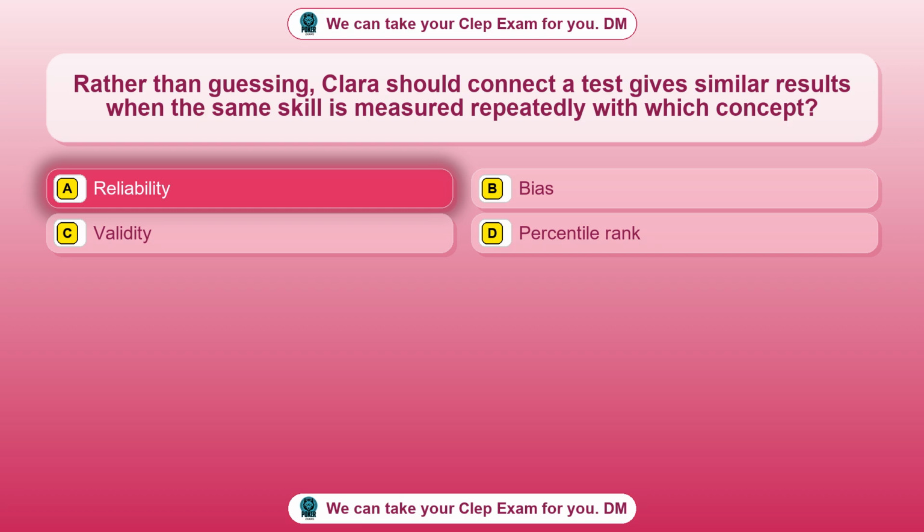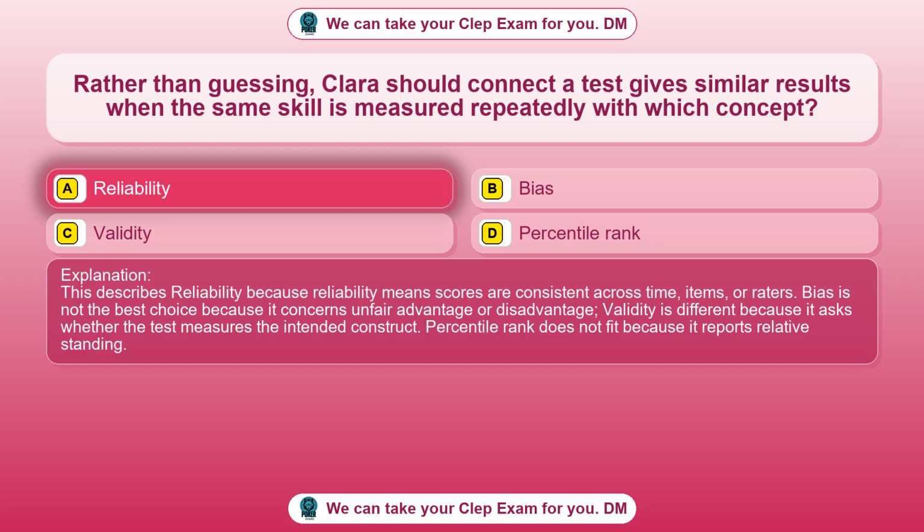Reliability. This describes reliability because reliability means scores are consistent across time, items, or raters. Bias is not the best choice because it concerns unfair advantage or disadvantage. Validity is different because it asks whether the test measures the intended construct. Percentile rank does not fit because it reports relative standing.